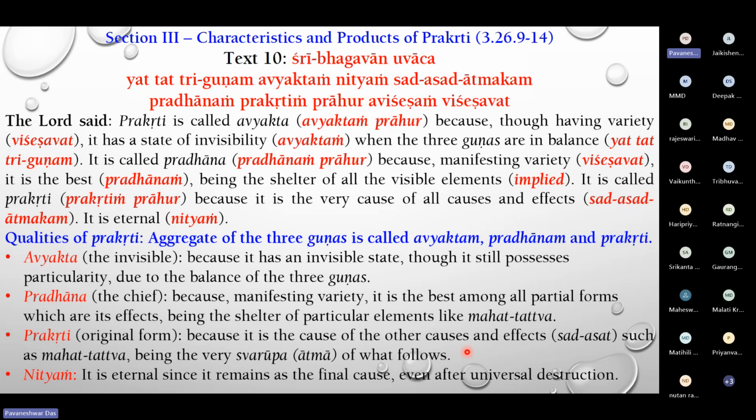Same only. Based on the different aspect, a different name is given. When Prakriti is in the body of Mahavishnu, she can be called Avyakta. When Prakriti is standing in front of the eyes of Mahavishnu, when Mahavishnu is glancing upon her, she can be called Pradhana. Afterwards, also she remains there. After producing 24 elements, she remains there. She can be called Pradhana.